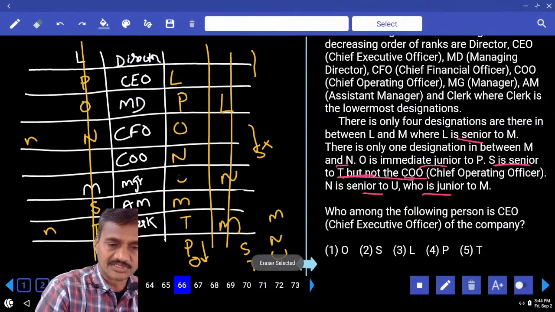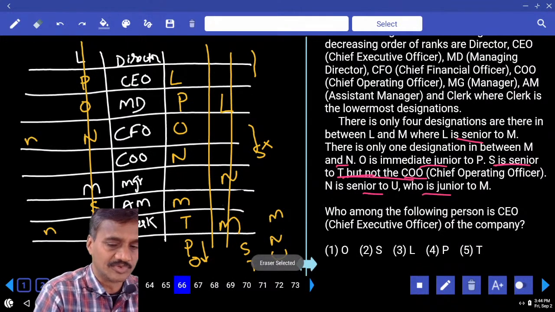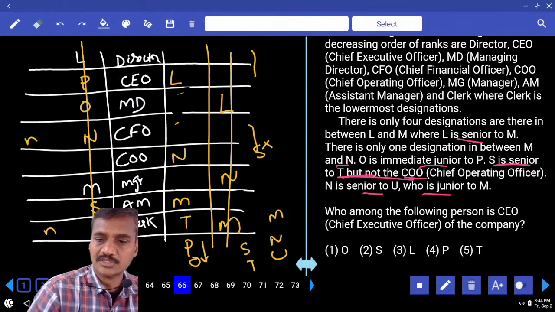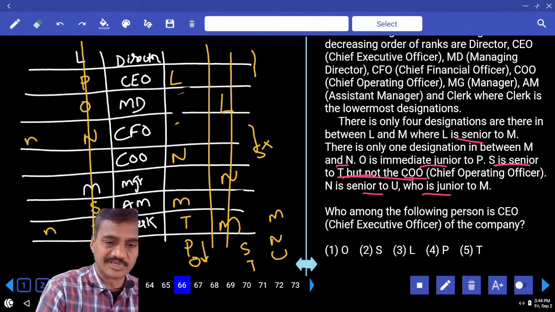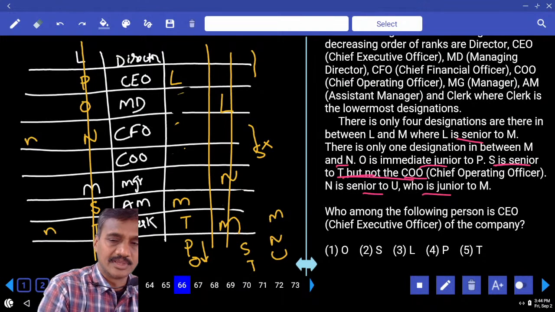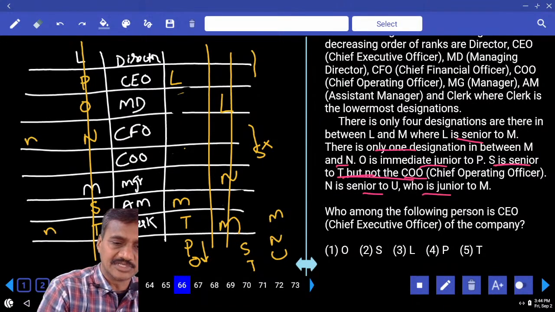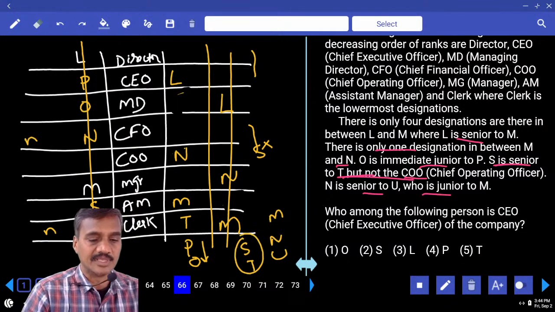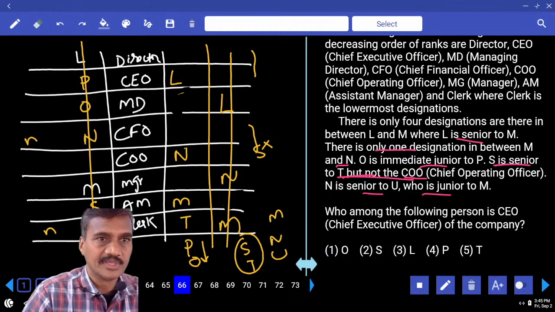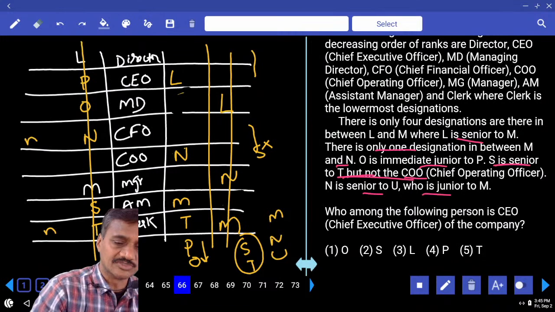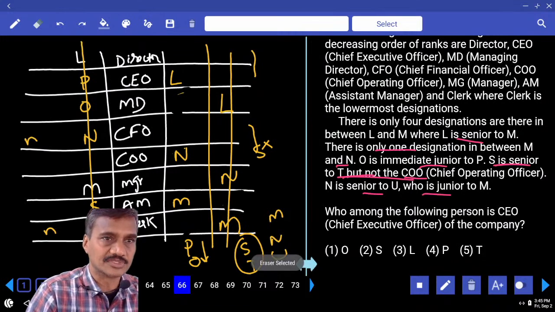Now in this case, earlier we have taken one piece of information. What is that information here? L is here. Now if L is at this place, there are only 4 designations between L and M. M is here. At the same time, there is one designation between M and N. N is at this place. N is here. And between S and T, S cannot be COO, and S cannot be manager as well.